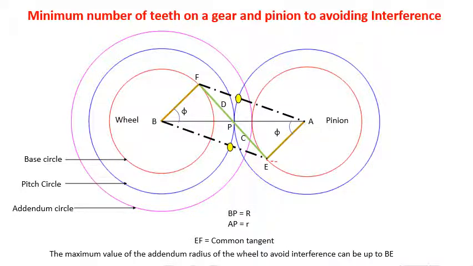Definitely it damages the root of the opposite gear, right? If it exceeds this line or this length, it damages the root of the pinion gear. Okay, that's why this is the maximum length of the addendum, or maximum addendum radius of the wheel, in order to avoid the interference.